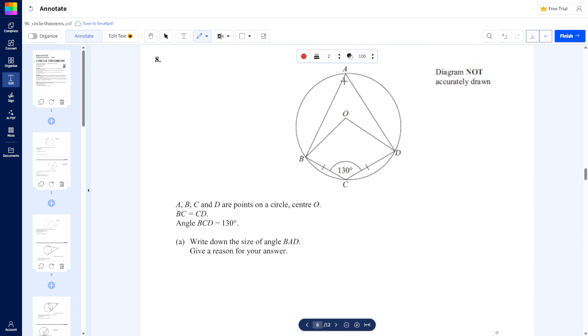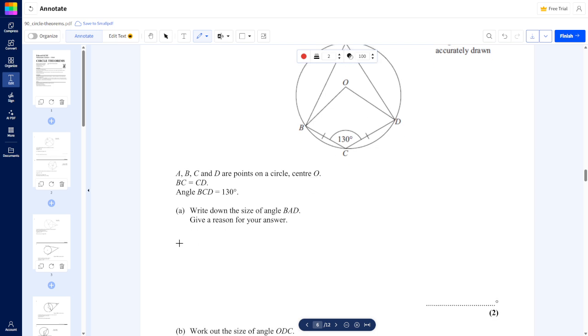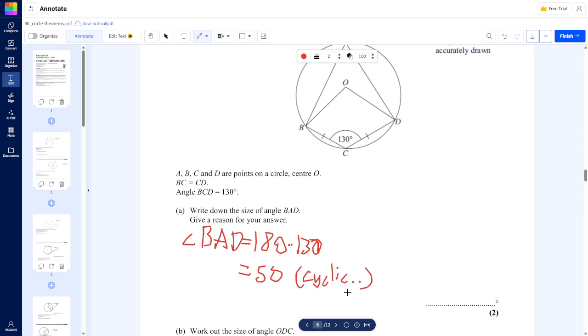Okay, very simple. This is a cyclic quadrilateral because all of the points are on the circumference of the circle. This is the opposite angle to BCD. So angle BAD is going to equal 180 minus 130, which equals 50, because opposite angles in a cyclic quadrilateral add up to 180. Here, 50 degrees.